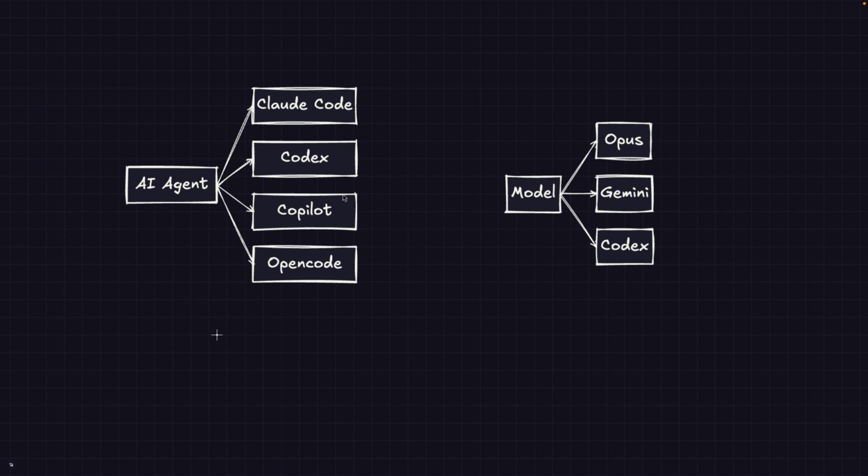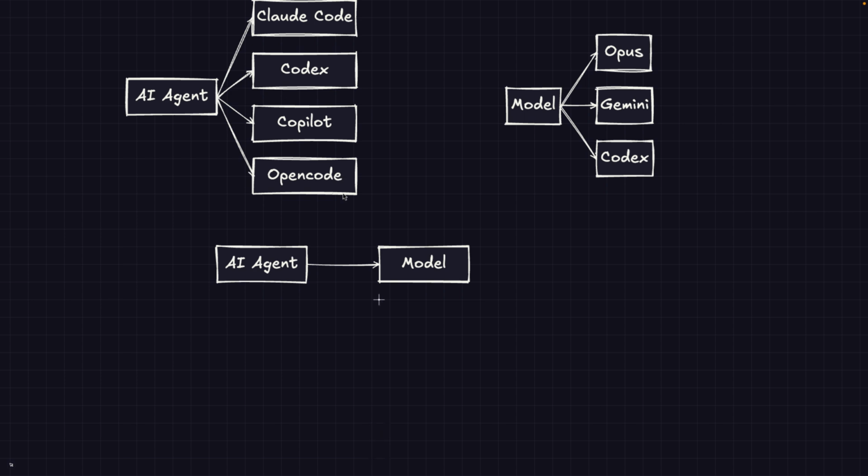So what happens is we have this AI agent, and then we have this model. It could be any model. When you're running your AI agent, you'll be able to select the model that you want. So it could be any of those models.